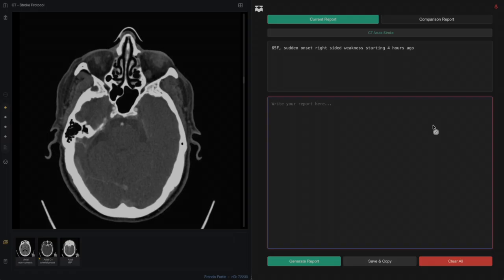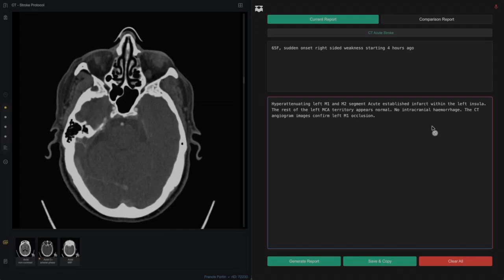Hyperattenuating left M1 and M2 segment. Acute established infarcts within the left insula. The rest of the left MCA territory appears normal. No intracranial hemorrhage. The CT angiogram images confirm left M1 occlusion. The aortic arch and cervical vessels were not imaged. Conclusion: acute left MCA territory infarct with left M1 thrombus.